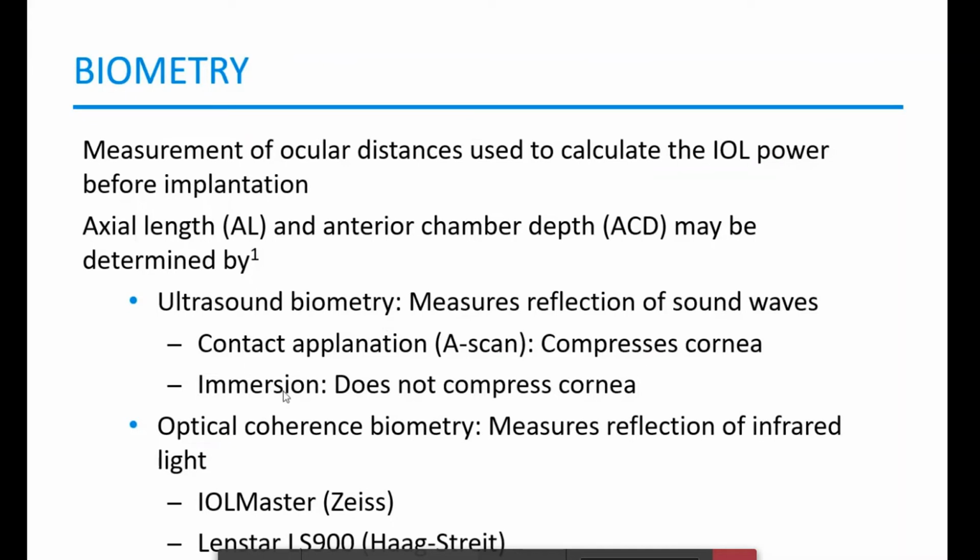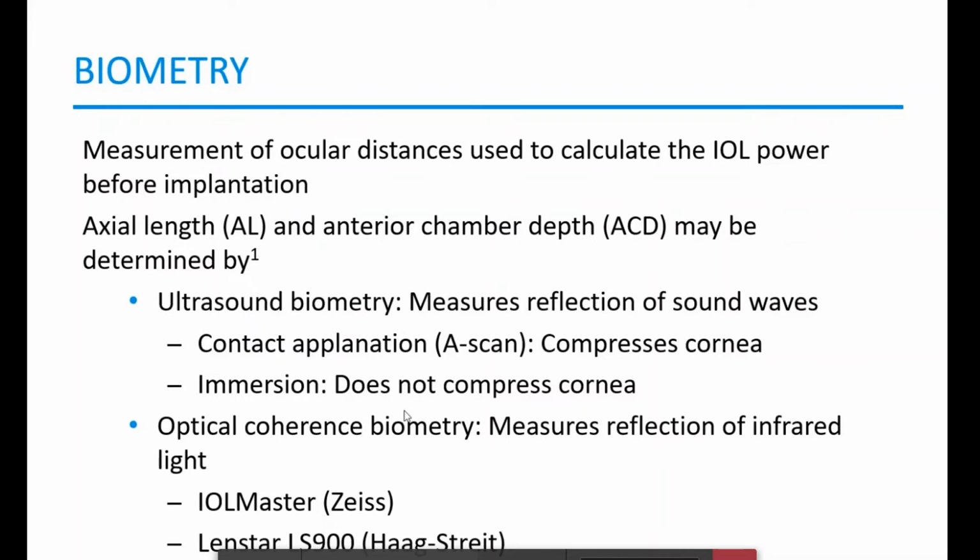instruments. Ultrasound biometry uses a reflection of sound waves. It is an ultrasound instrument that emits ultrasound waves, and that wave is reflected off the back of the eye where the macula is, and then that reflection is measured by the instrument and calculated accordingly to find out the axial length of the patient's eye. One of the disadvantages of ultrasound methods, especially contact applanation, is that there is compression of the cornea, and that results in an inaccurate measurement of the axial length.